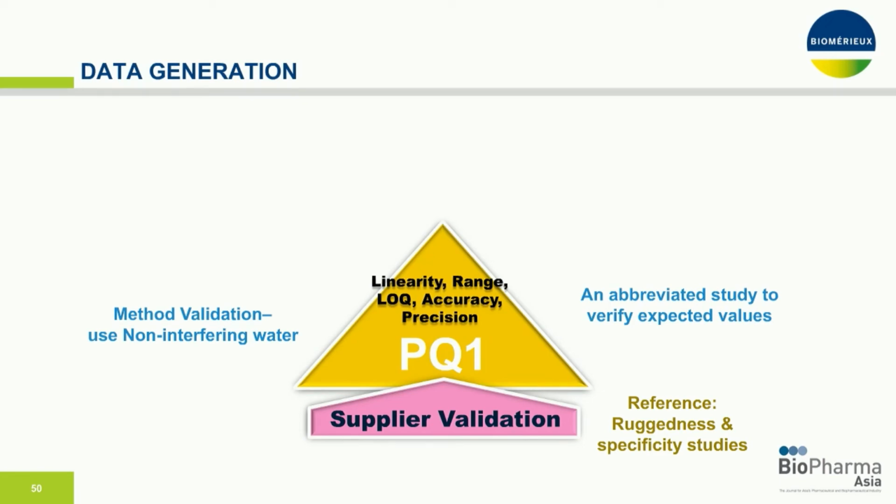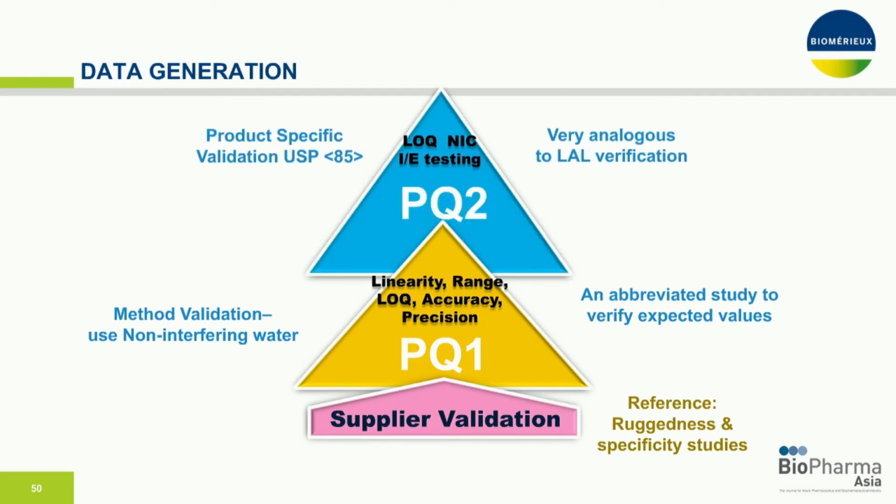The PQ1 is an abbreviated study to verify that the expected results are occurring. So this is the method validation. This is a little repetitive, but it's good to go through it again. And then PQ2 is your product-specific validation, very analogous. So the PQ2s you would validate once you had your method done for any new product or new excipient or new water. You could perform that without having to go back and worry about the USP 1225 method validation.